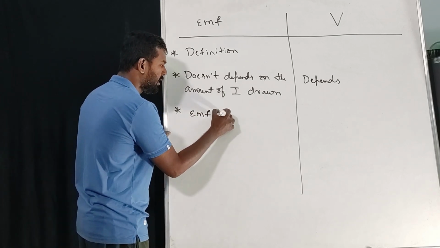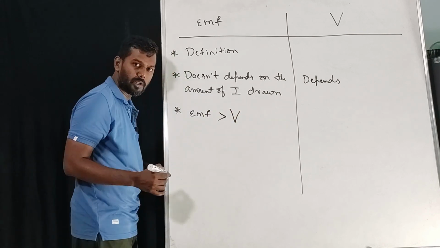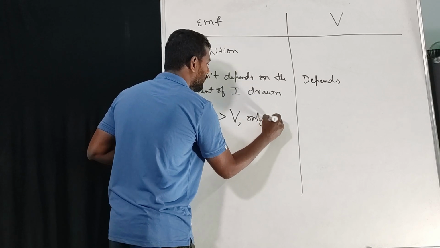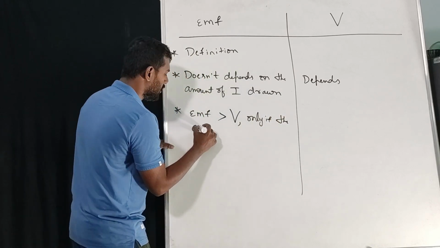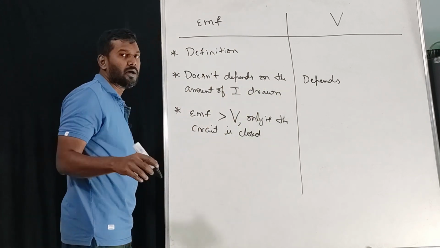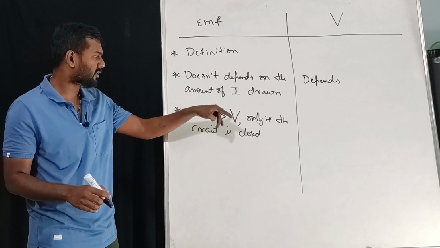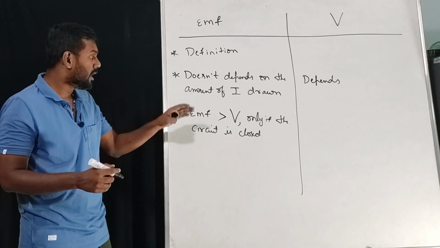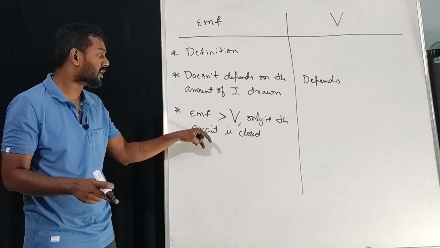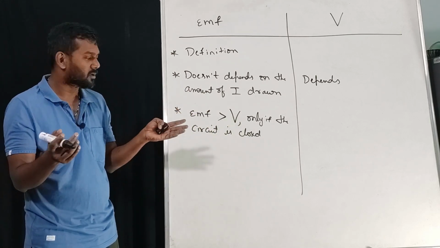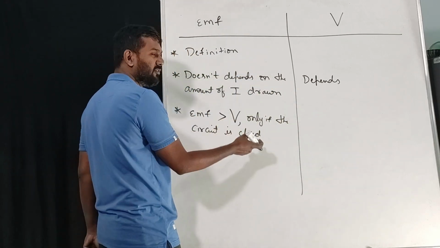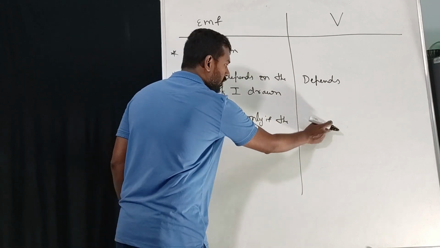And EMF will always be greater than the terminal voltage only if the circuit is closed. Keep this in mind. Whenever we were learning the definition of EMF, terminal voltage and voltage drop, I told you EMF will always be greater than the terminal voltage. That is correct, but only when the circuit is closed. So when the circuit is closed, voltage drop will be less than the EMF. That is what you are going to write here.